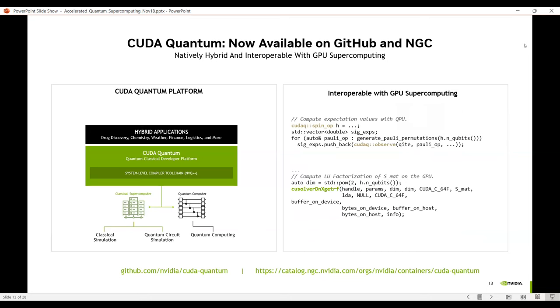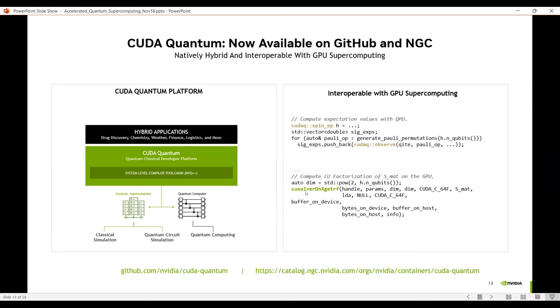And how does it work in CUDA-Quantum? This is a simple code where on the above side, if you see, we are doing some quantum operations like applying gates, generating Pauli permutations and so on. So this part we know should run on a quantum system, QPU. So here we start by defining cudaq and then two colons, right? Colon, and then we define our operation, function name and so on. And on the bottom side, we are doing the LU factorization, which we know may run better on a classical system or on GPU. So we use a particular library which will run on GPU. So on the bottom side, we are using the CUDA-Q solver, which will run on GPU.